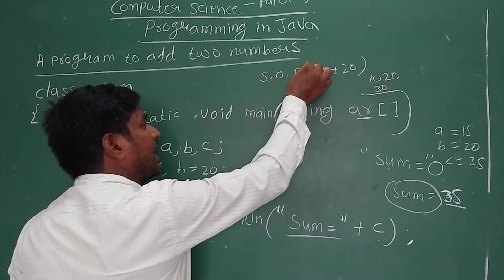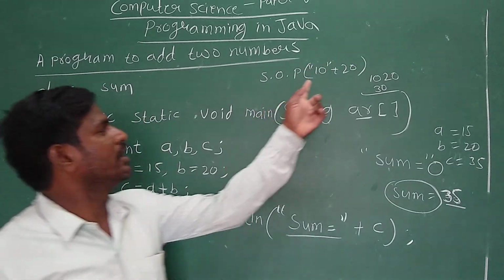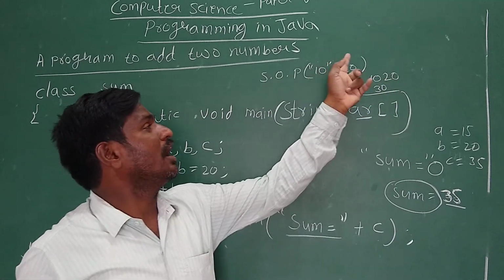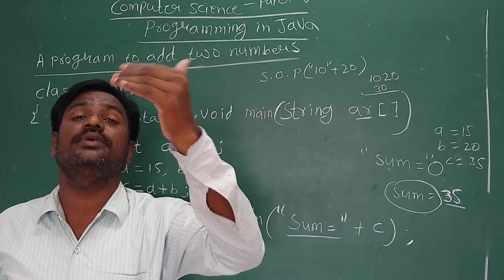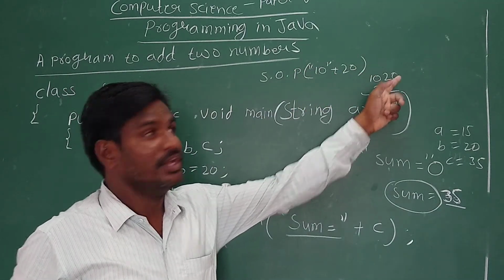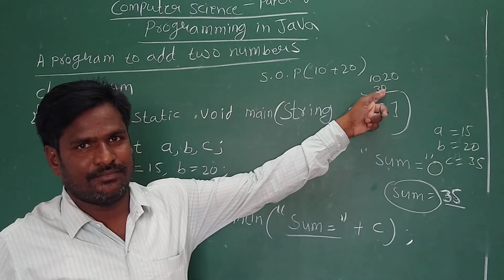For example, I write like this, giving double quotation marks to the 10. Now what is the output? This is the output, because here 10 is a string, so automatically 20 will also be converted into a string and both are joined. If you remove the double quotation marks, the output is 30.